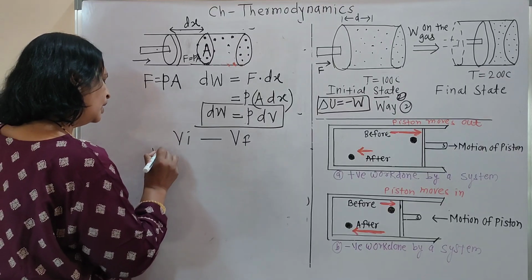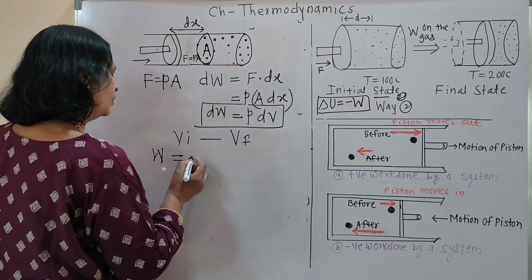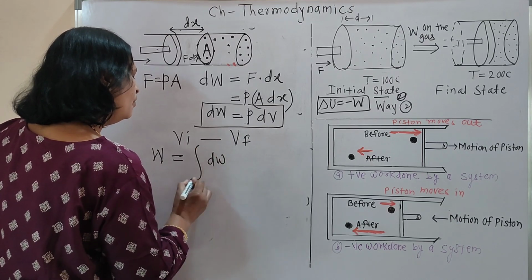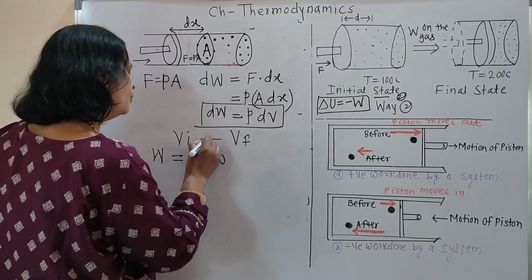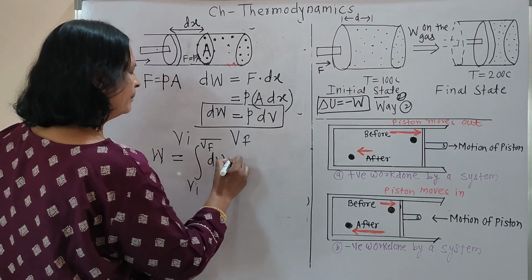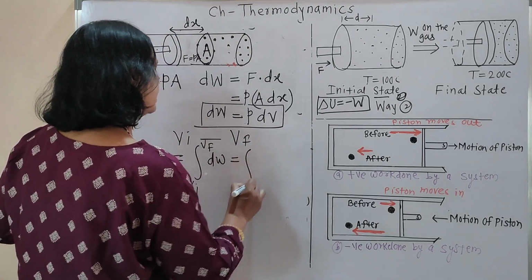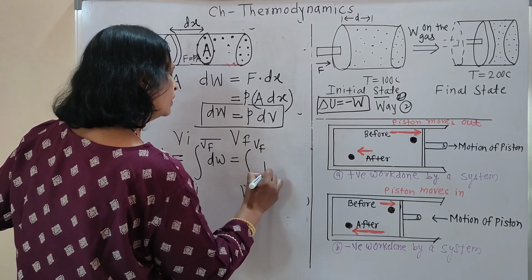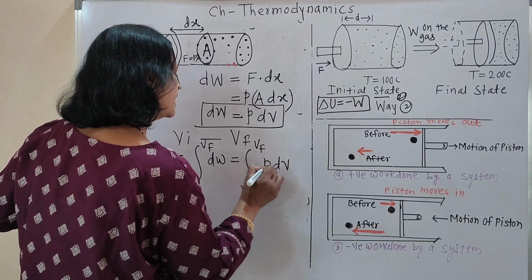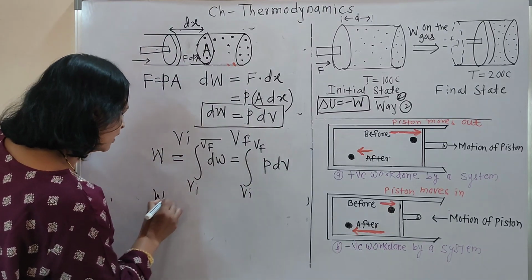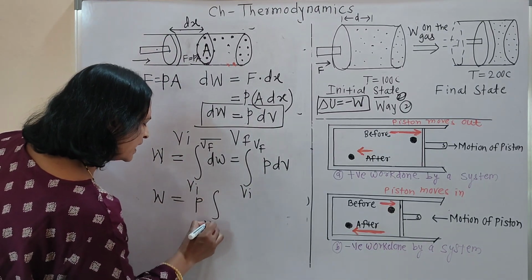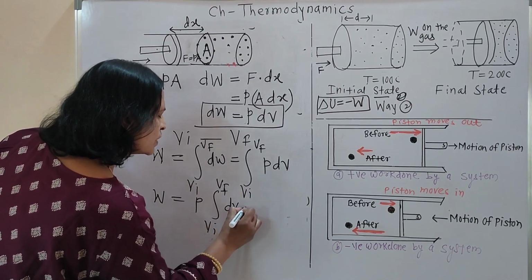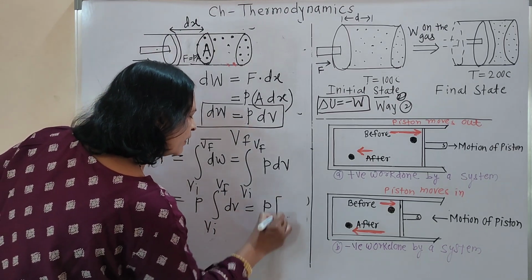At that time, total work done is nothing but the integration of dw within the limit Vi to Vf. Now substitute the value of dw, that is P into delta V. Pressure is constant, and therefore it is taken outside the integration sign. Integral from Vi to Vf of dV is nothing but V.